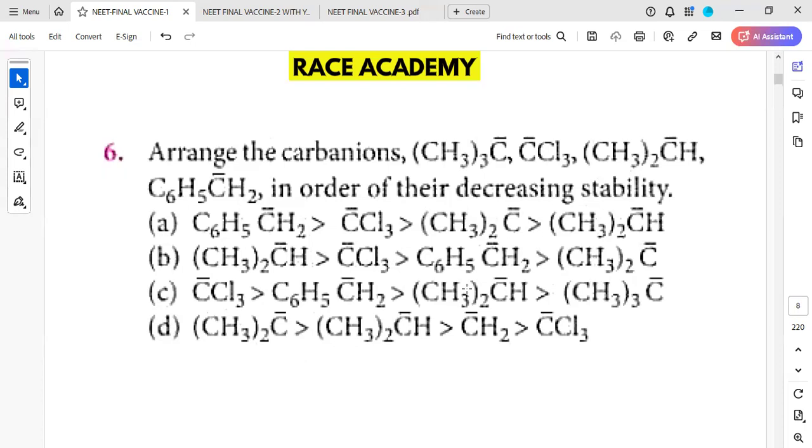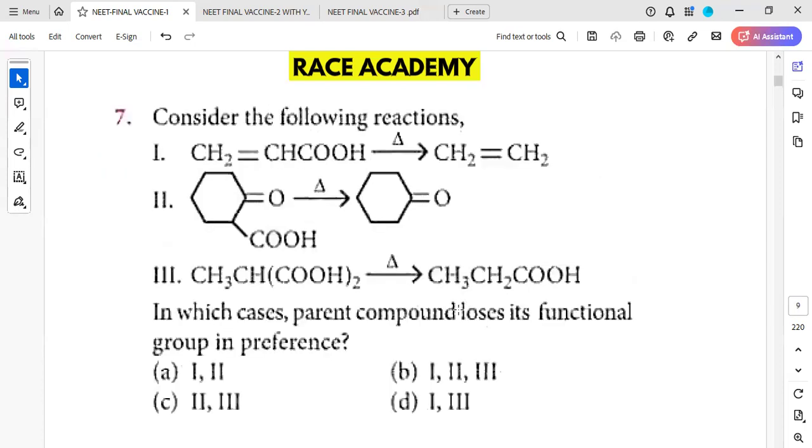Let's move on to question number 7. Consider the following reactions. We have 3 Roman numerals, and conversions are given. In the first, an unsaturated carboxylic acid is converted into an alkene. In the second, a carboxylic acid and a ketone functional group are given, and finally the carboxylic acid has been removed. In the third, a tricarboxylic acid is converted to a single monocarboxylic acid.